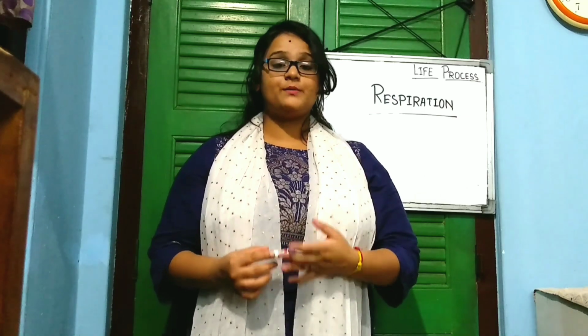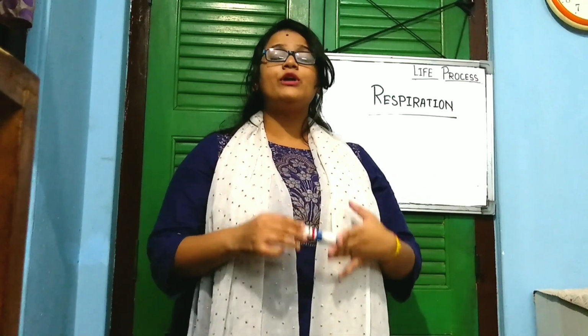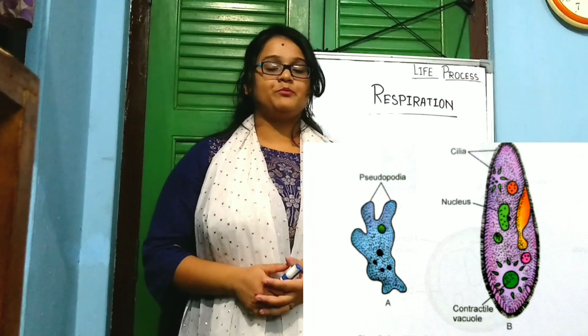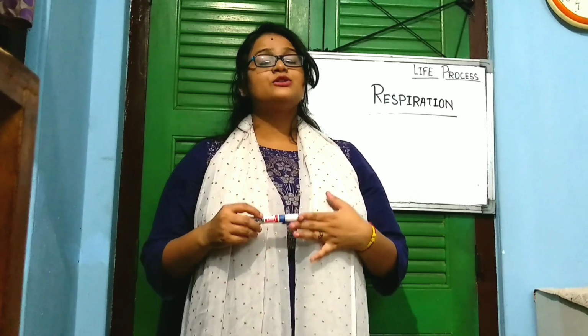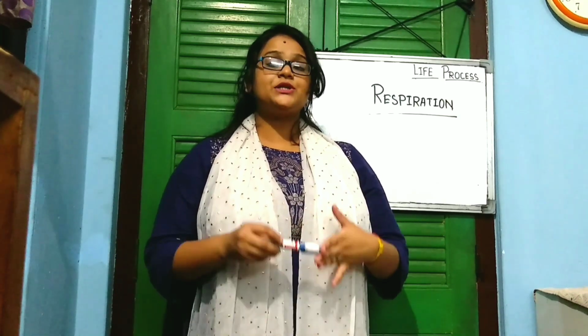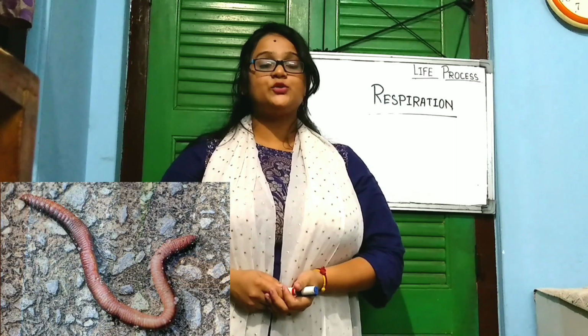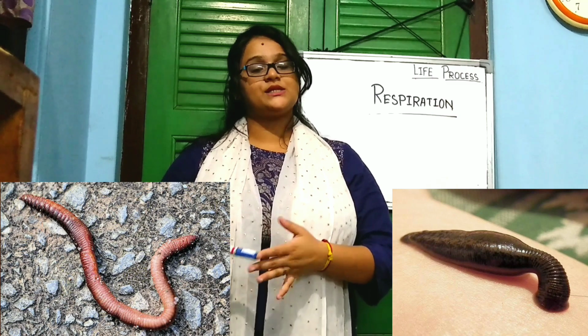Till now, we have discussed the respiratory organs of plants and human beings. Now, we're going to discuss the respiratory organs of some other organisms in brief. Number 1. Unicellular organisms like amoeba and paramecium. In amoeba and paramecium, respiration occurs through the cell membrane. The diffusion of gases takes place through the thin cell membrane present in them. Number 2. Organisms like earthworm and leeches have moist skin which helps them in the respiratory process.